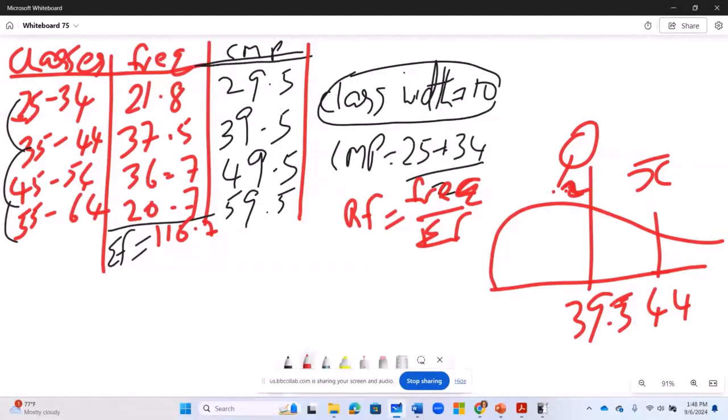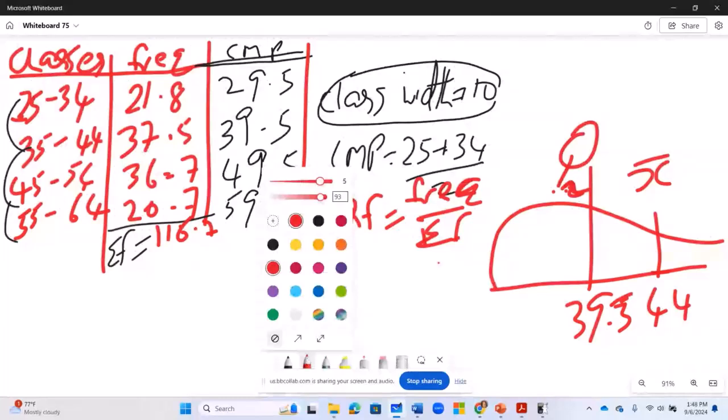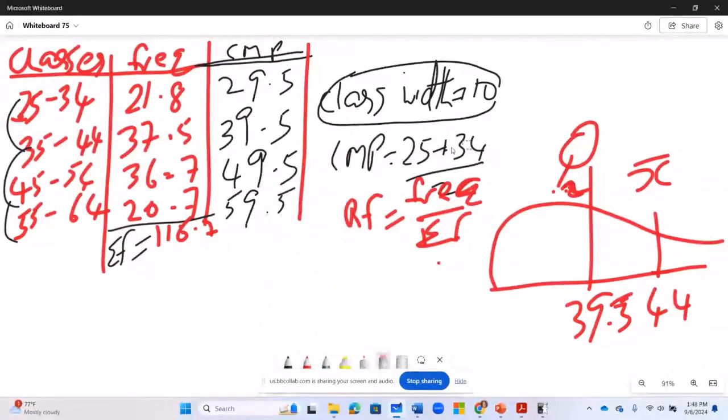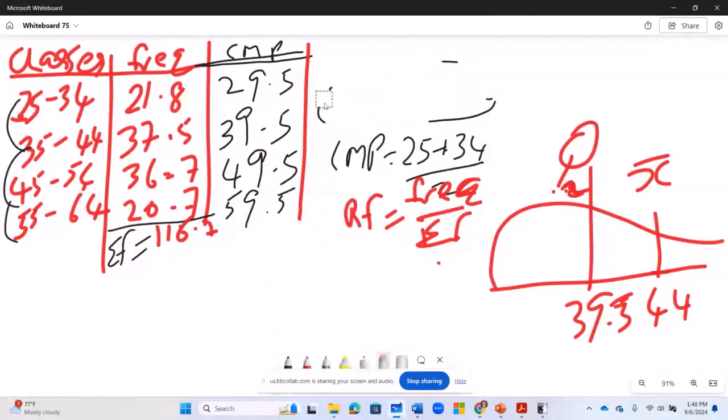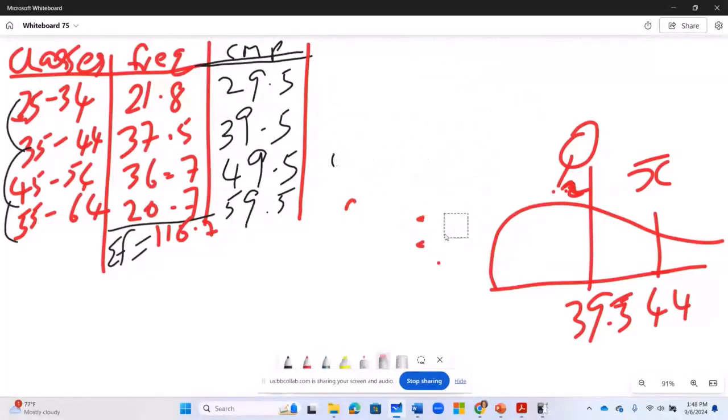Okay, so suppose another question says, find the relative frequency column. Remember, this is a group data. Even though it's a group data, you can be told to find everything. So we also can be told to find the relative frequency. So let's do that.